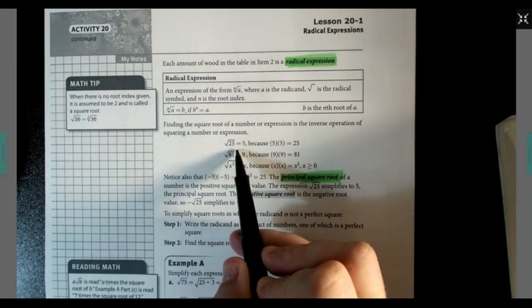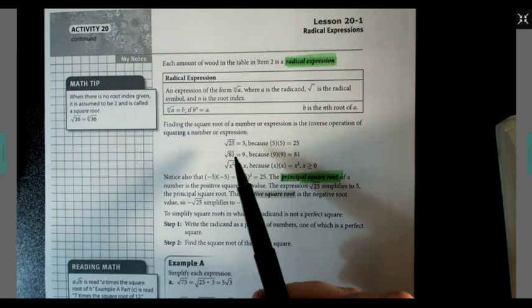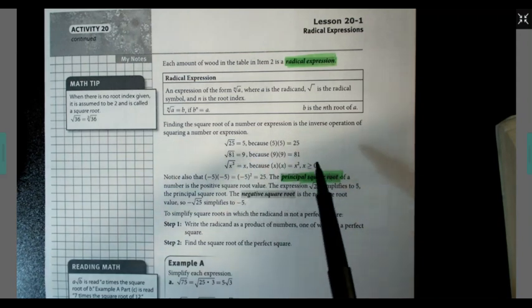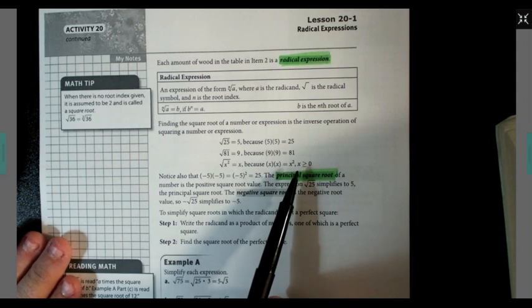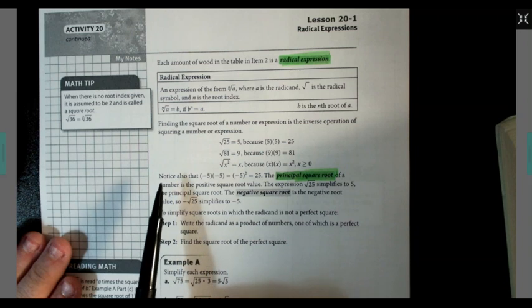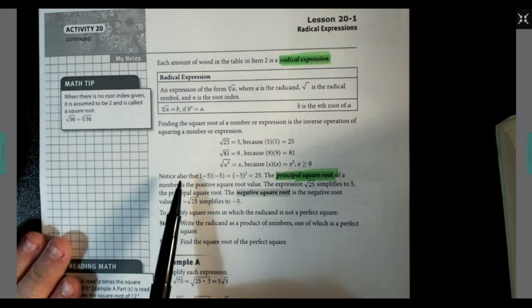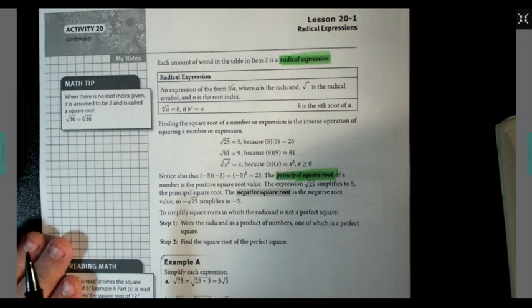The square root of 25 is 5 because 5 times 5 equals 25. The square root of 81 is 9 because 9 times 9 equals 81. The square root of x squared is x because x times x is x squared, where x is greater than or equal to 0. Notice also that negative 5 times negative 5 equals 25.